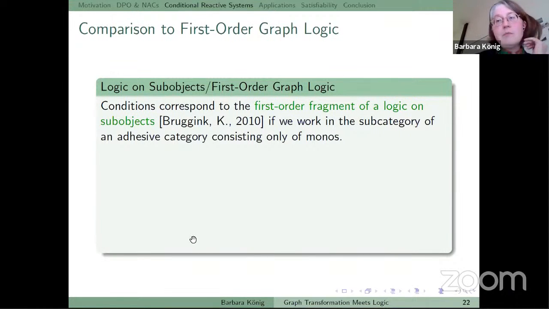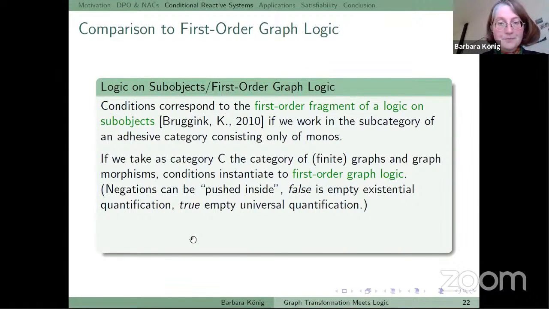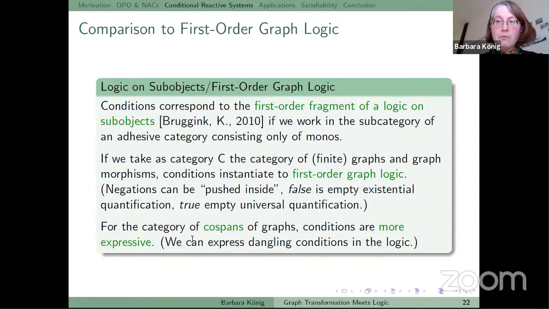What we also did, which more or less generalizes Arendt's result, is we said that if we instantiate these conditions or this reactive system setting with adhesive categories consisting only of monos, we get first order logic on sub-objects, which is a slight generalization of the result that was already there for the graph case. If you really go to graphs and graph morphisms, you get first order logic. But if you have Cospans, you're actually more expressive because you can express these dangling conditions that you cannot express straightforwardly directly in the graph morphism setting.